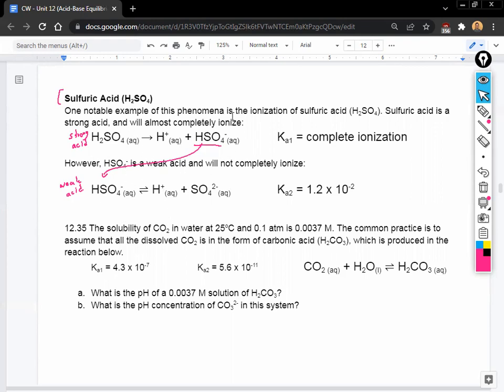I also have a scar on my elbow from this because my lab partner bumped into me with sulfuric acid. Yeah, what's up? Yeah, it's the conjugate base and it's also a weak acid.